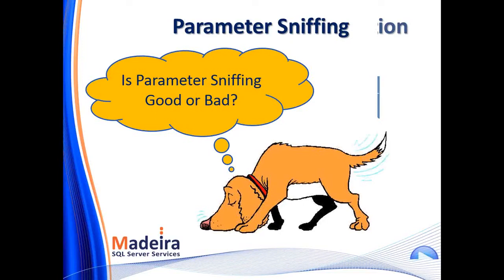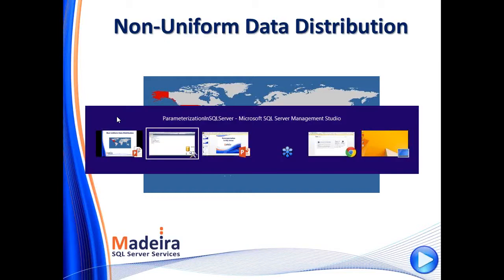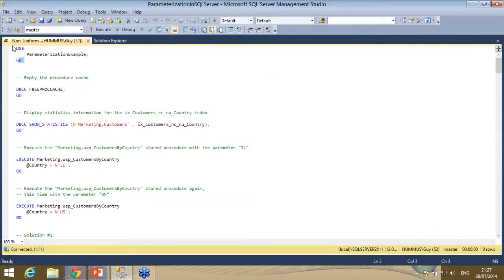But when the distribution is not uniform and there are all kinds of values, some have many rows, some have few rows, we might need different plans for different values, and then parameter sniffing might be a bad thing, and we're going to look at how we can handle it. So let's empty the cache again, and let's look at the statistics.